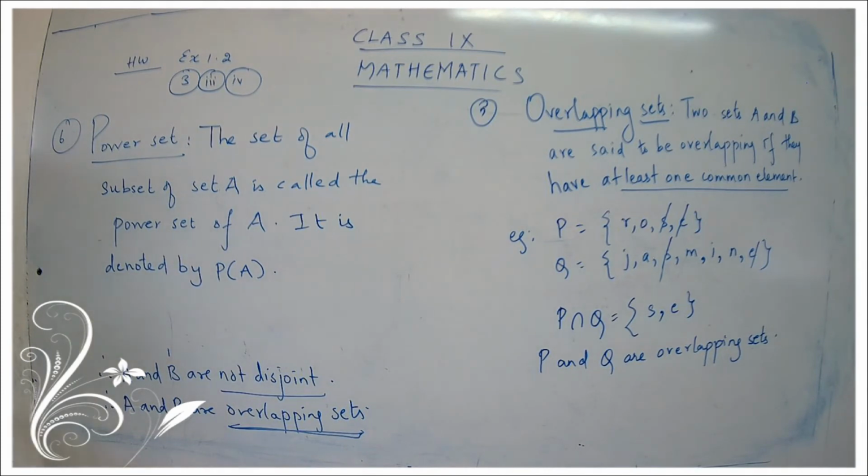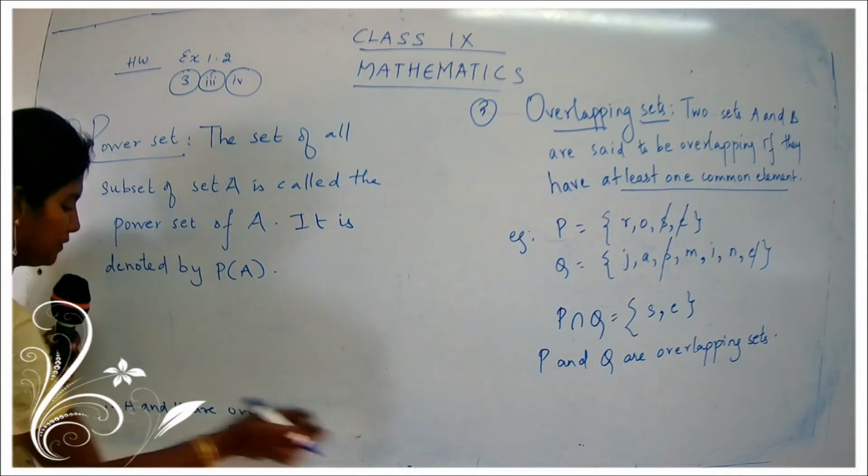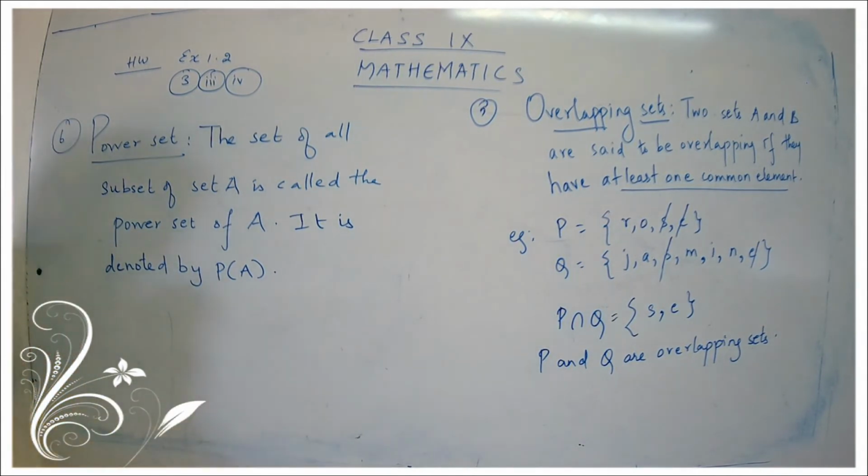Okay, let's go with the work. So what is a power set? The set of all subsets of set A is called the power set of A. It is denoted by P of A. Okay, I'll give you an example for power set.